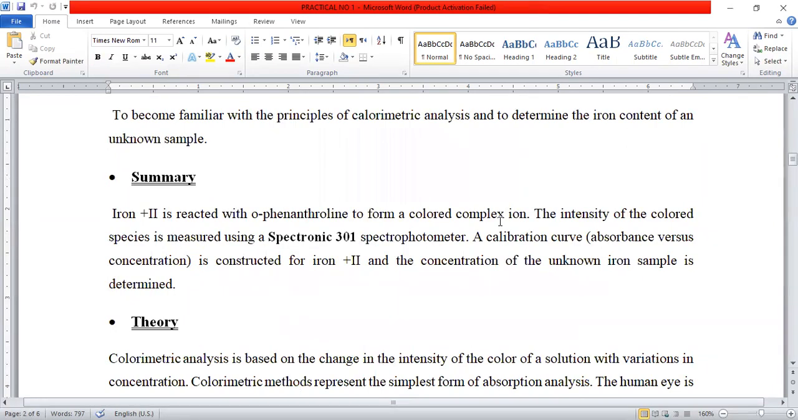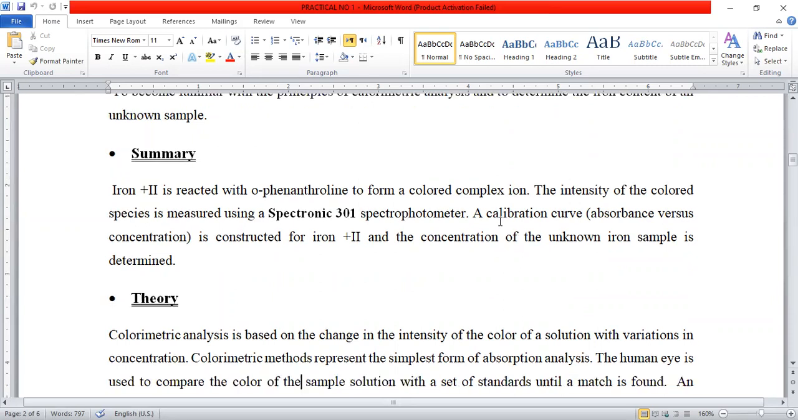Coming to our summary, iron 2 is reacted with o-phenanthroline to form a colored complex ion. The intensity of colored species is measured using a Spectronic 301 spectrophotometer. A calibration curve is constructed for iron 2. Its concentration of unknown iron sample is determined.